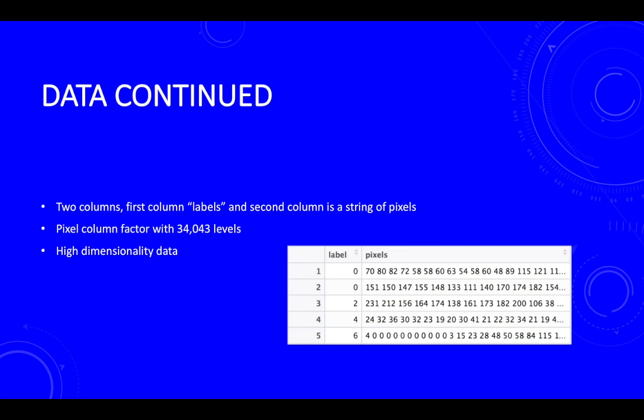The pixels were the picture, and when the data was processed, those pixels were turned into numbers. It was a string type character, and when I entered it, it turned into a factor with 34,043 different levels, which was a lot. It created high dimensions for my data. This was perfect for dealing with ANN, because if I tried to run this with anything else, it would have taken probably forever and a day.